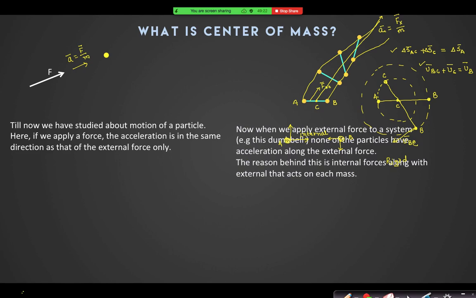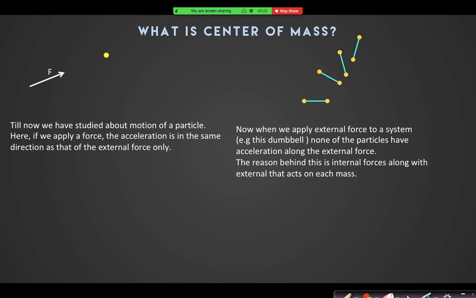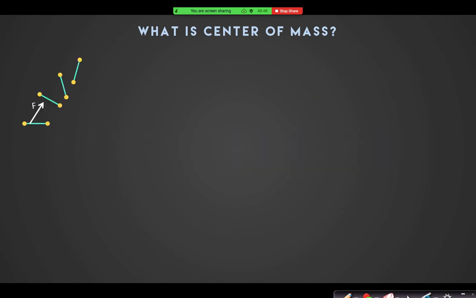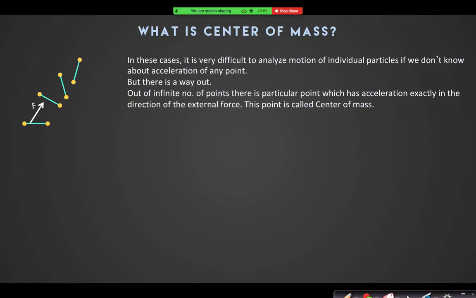So I have already written these things, that when we apply external force to a system, none of the particles have acceleration along the external force. The reason behind this is internal forces along with the external force act on each mass. Now, what is center of mass? In these cases, it is very difficult to analyze the motion of individual particles if we do not know about the acceleration of any point. But there is a way out. Out of infinite number of points, there is a particular point which has acceleration exactly in the direction of external force. This point is known as center of mass.